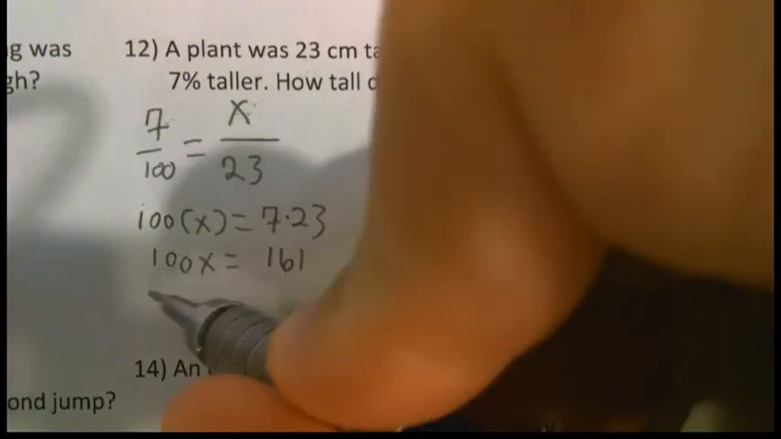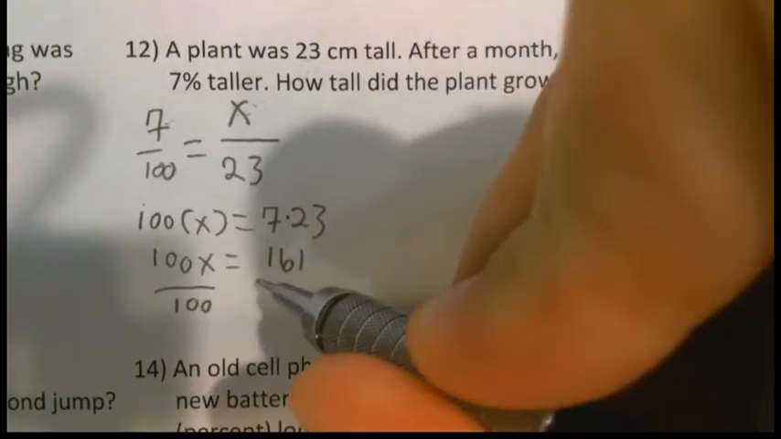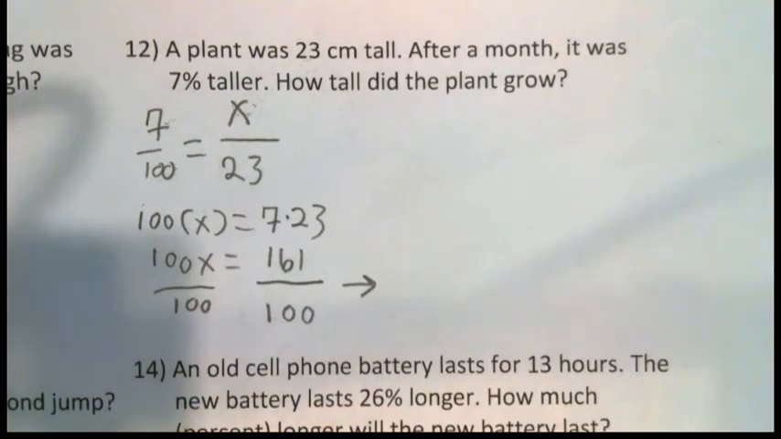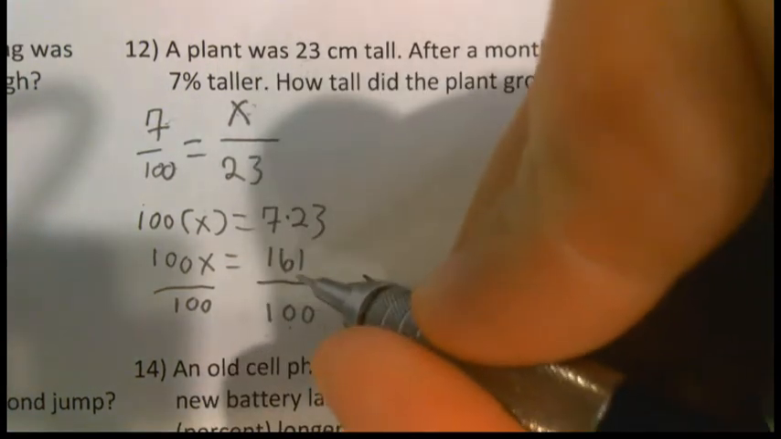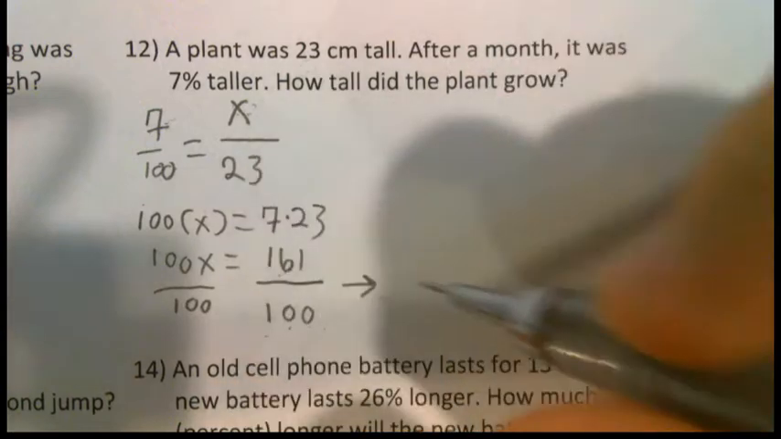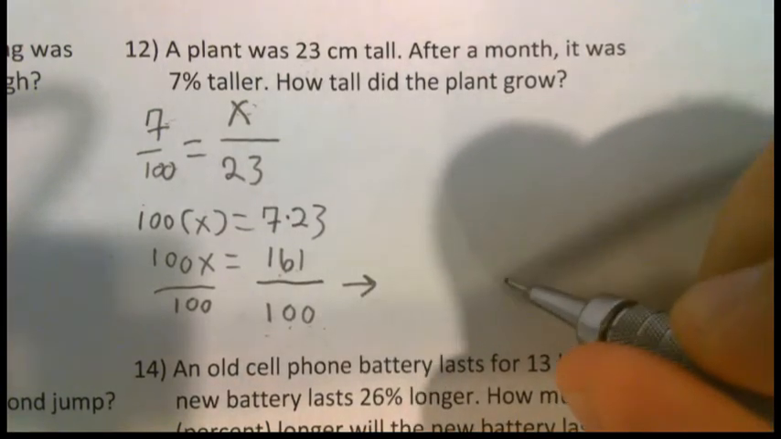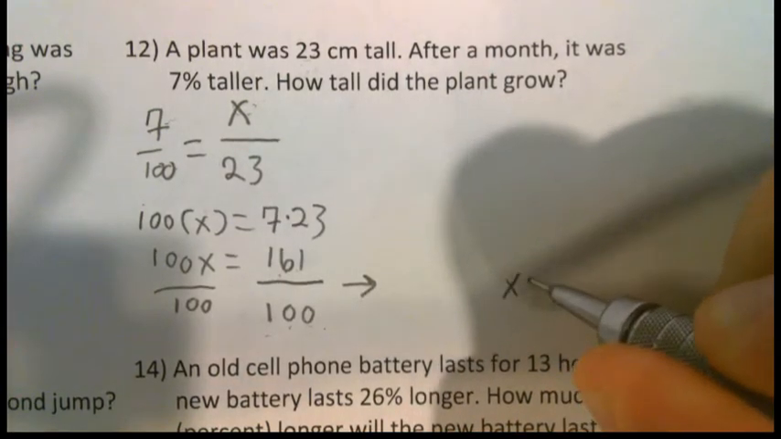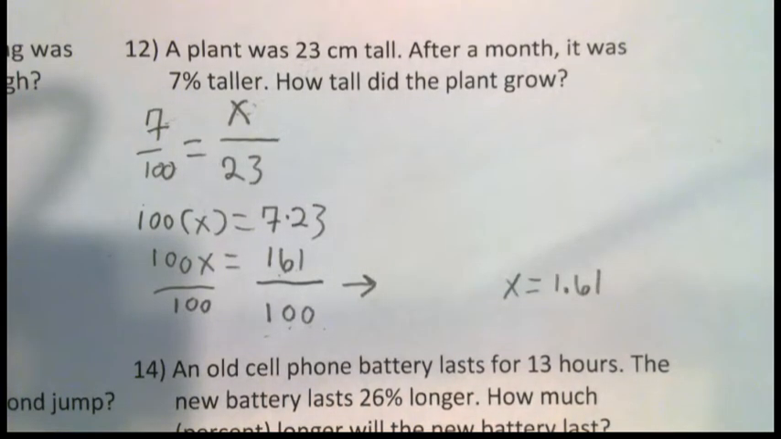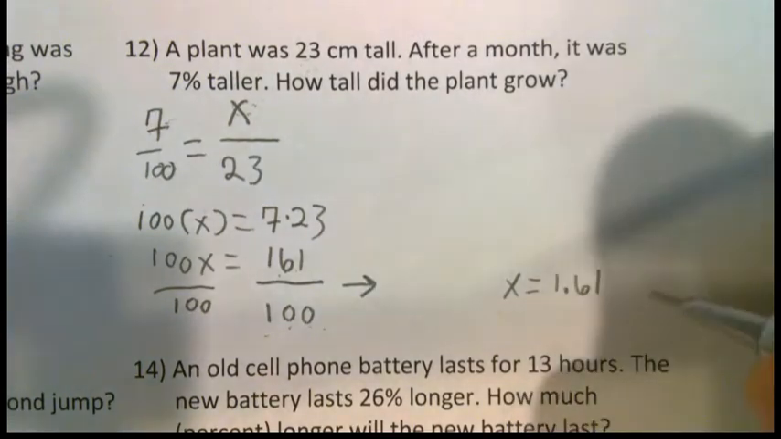Divide by 100. If we do it to the left, we have to do it to the right. So again, we have a 1 followed by a set of zeros. 2 zeros means we move the decimal place 2 times to the left. That will give us 1.61. Our units are centimeters.